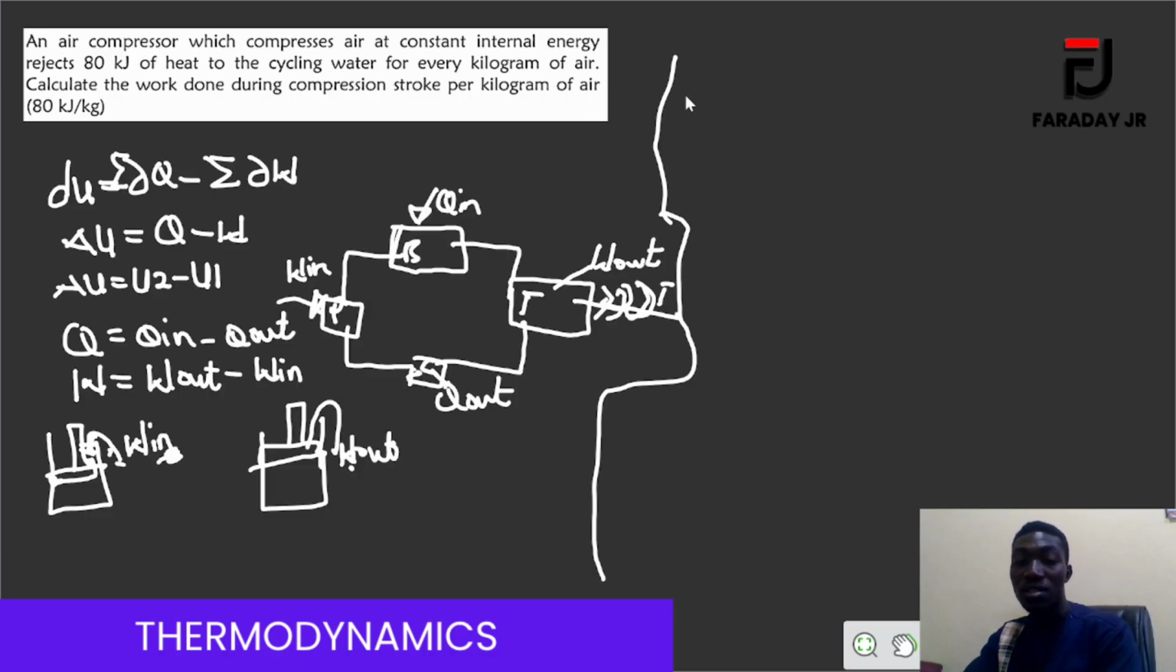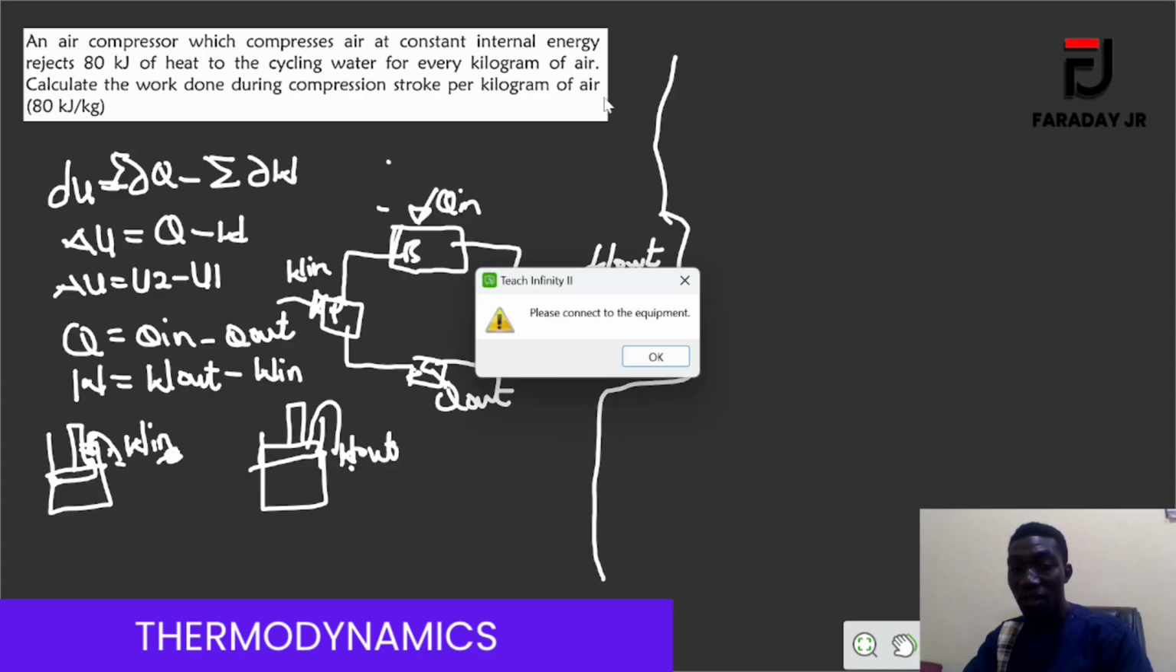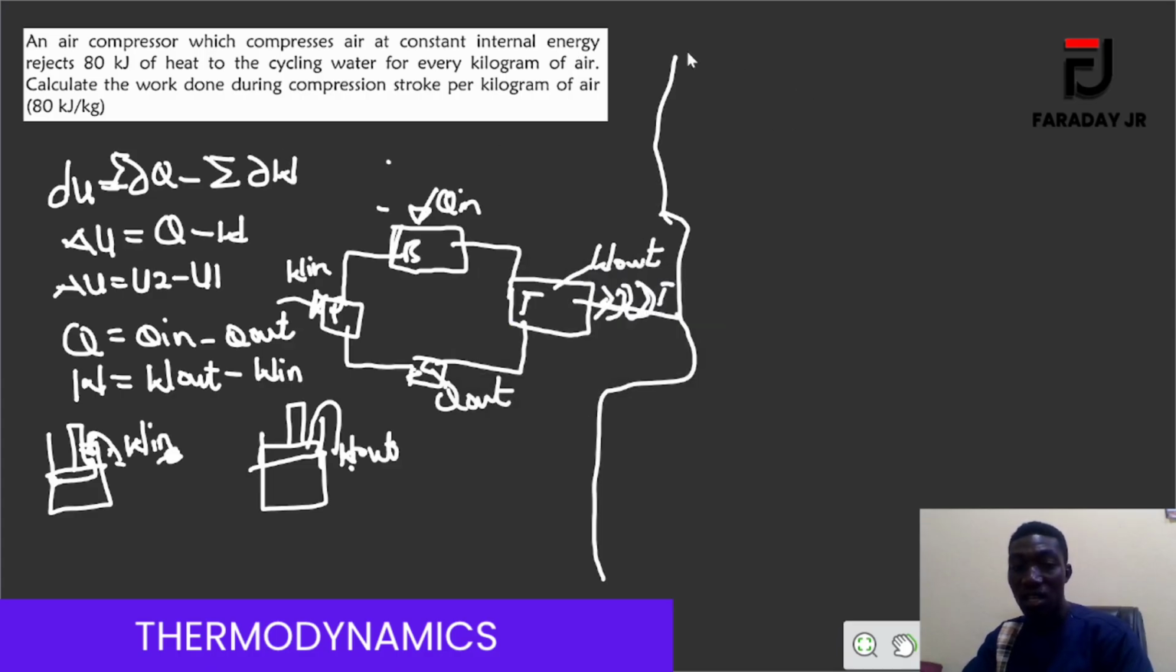So now let's start. The question says that an air compressor which compresses air at a constant internal energy rejects a heat of 80 kilojoules to the cooling water for every kilogram of air. Calculate the work done during the compression stroke per kilogram of air. So first of all, you ask yourself, what is the question trying to say? We have an air compressor which compresses air at constant internal energy, so at this point the internal energy is constant.